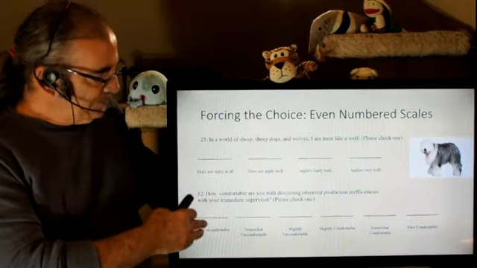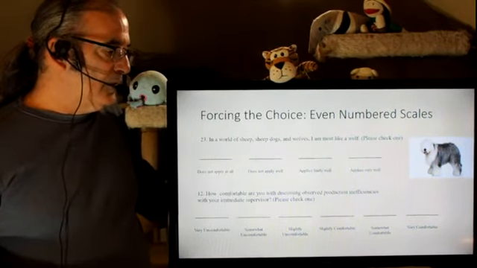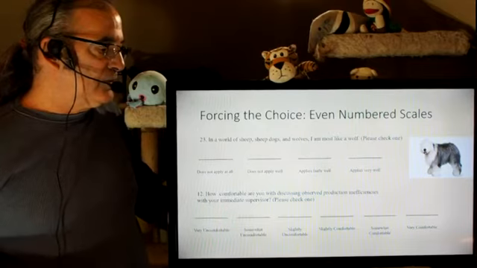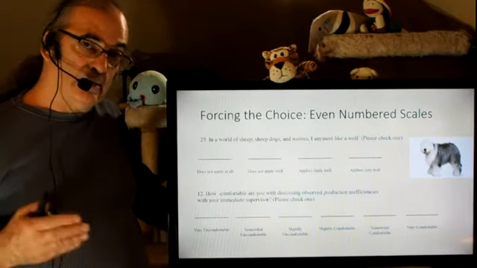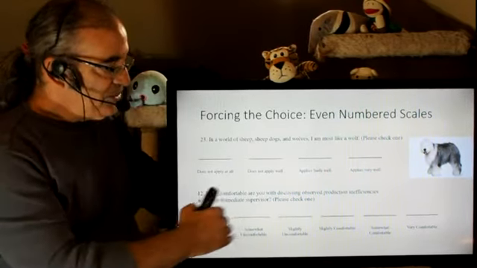So 12. Let's try question 12. How comfortable are you with discussing observed production inefficiencies with your immediate supervisor? Notice, we're getting pretty good here. We've got please check one.